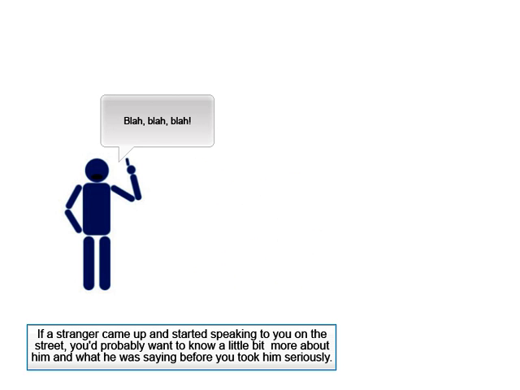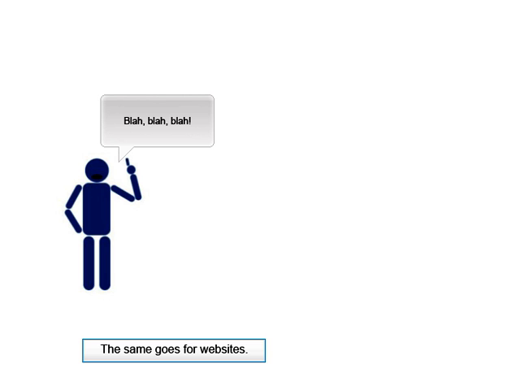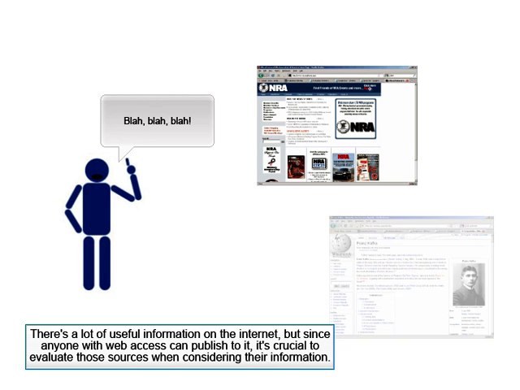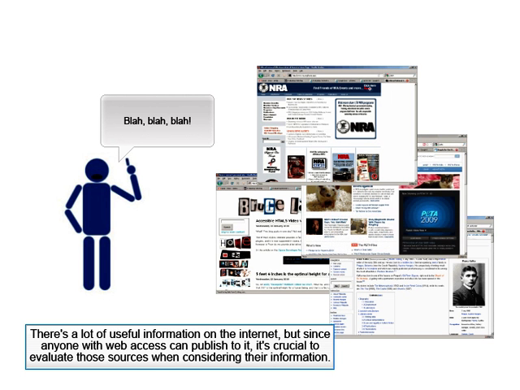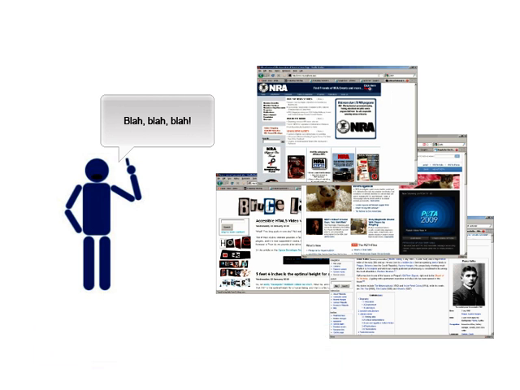If a stranger came up and started speaking to you on the street, you'd probably want to know a little bit more about him and what he was saying before you took him seriously. The same goes for websites. There's a lot of useful information on the internet, but since anyone with web access can publish to it, it's crucial to evaluate those sources when considering their information.